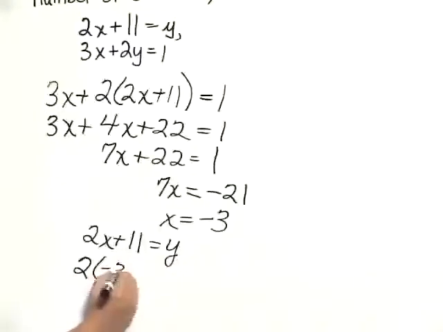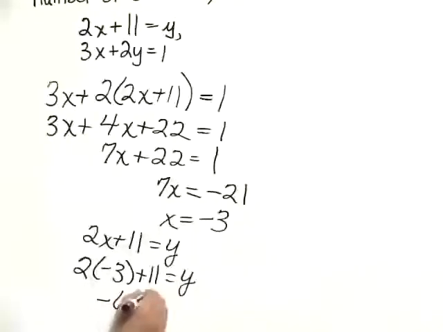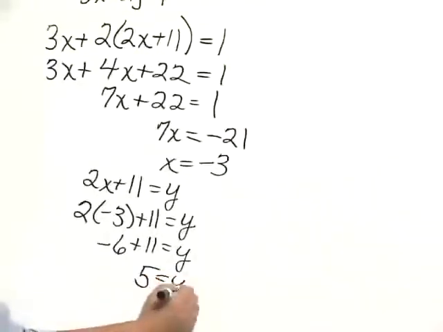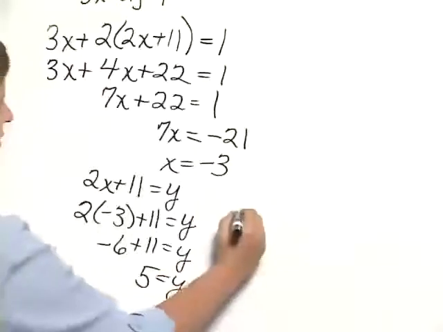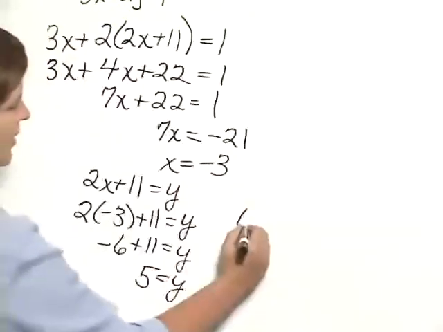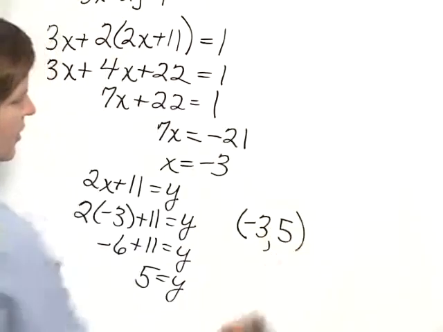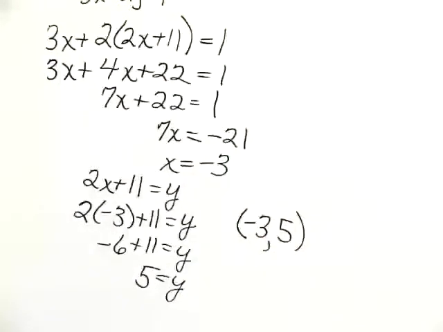2 times negative 3 plus 11 equals y. Negative 6 plus 11 equals y. Negative 6 plus 11 is 5, so I have 5 equals y. This gives me the possible answer of negative 3 for x and 5 for y. To check that, I want to substitute that in both of my original equations.